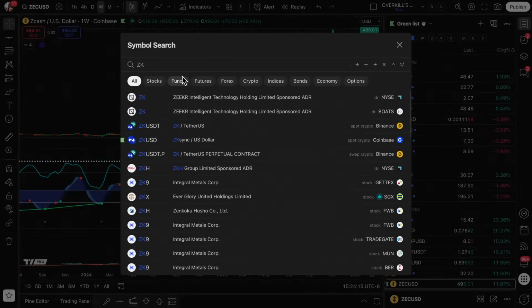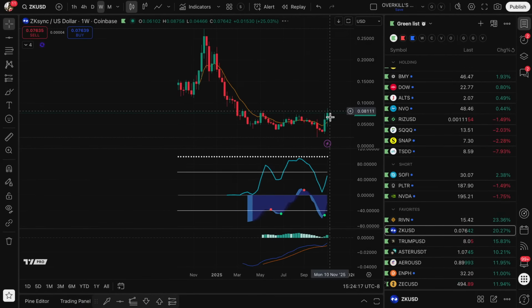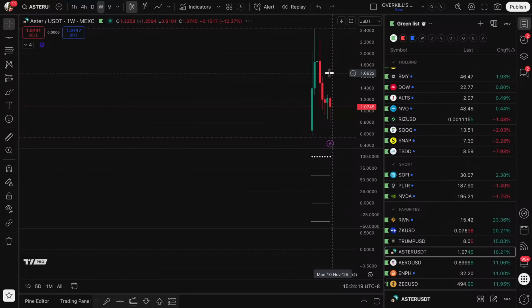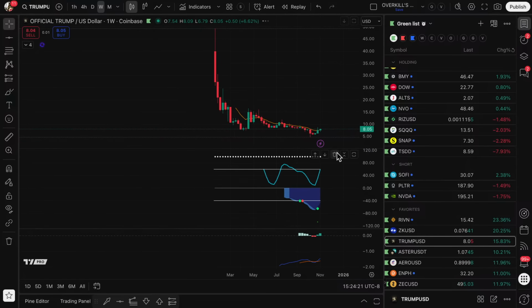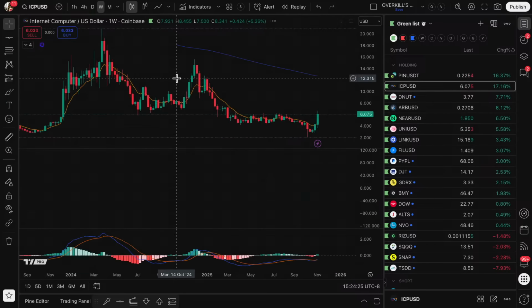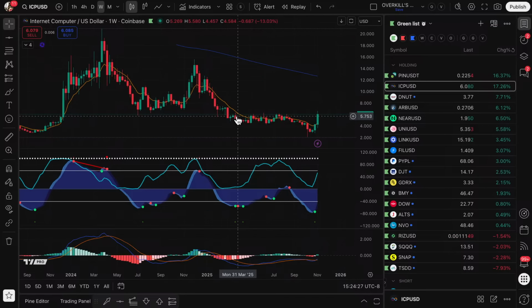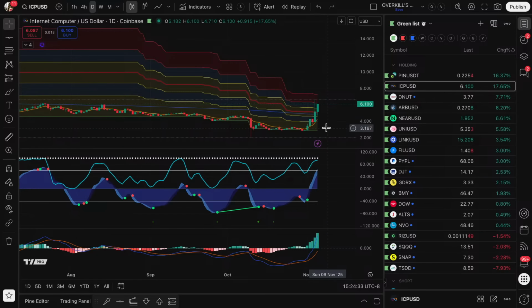Wow. Okay, this one looks like it's about to pop off. There was a couple more. Aster was another one. Trump coin's up 15% today. ICP's up 17%. I mean, don't sleep on this, guys. Don't sleep on some of these names because a lot of them are taking off. Look at Zcash. Look at ICP. I think ICP's going at least to $12.